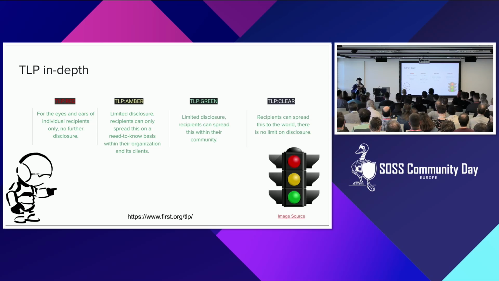Amber, you're allowed to share things on a need-to-know basis, and generally in the later stages of the embargo, you'll see things marked TLP Amber, where I'm looking to get additional assistance, reading in experts.